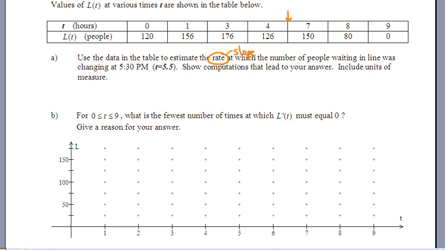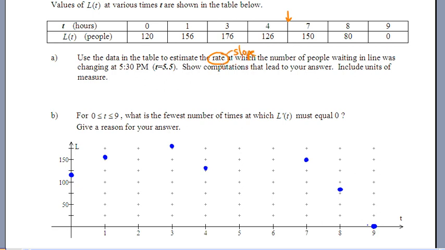At time 0, at noon, we had 120 people in line. That'd be about there. Time 1, there's 156. That puts us about here. Time 3, 176. That would be right up about there. And time 4, 126. Then we're going to jump all the way to time 7, way down the road. At time 7, there are 150 people in line. And then at time 8, there are 80. And then at time 9, nobody left in line.